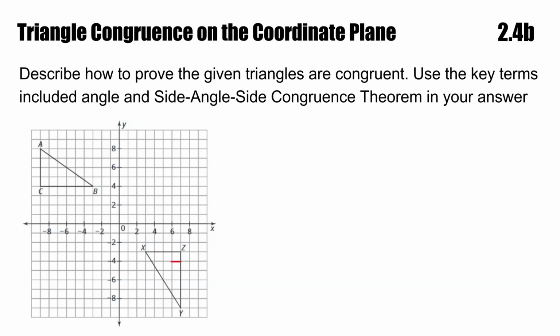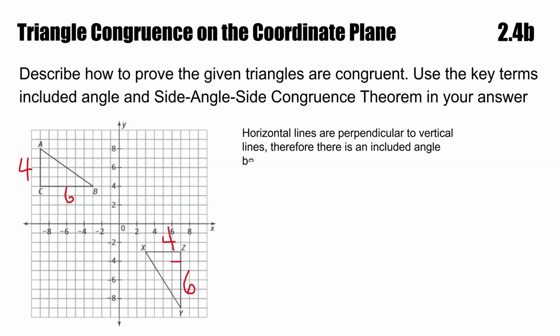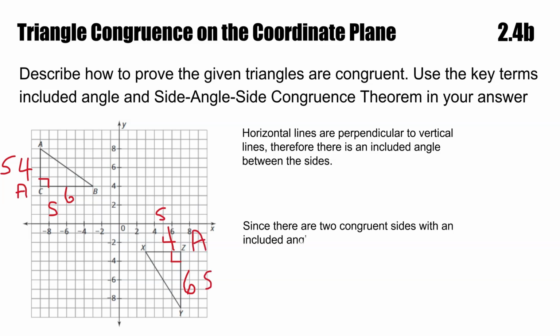In the second problem, the problem is asked to describe how to prove the given triangles are congruent by side angle side congruence. Both triangles have a side that is 4 units and another side that is 6 units. Lastly, horizontal lines are perpendicular to vertical lines. Therefore, there is an included angle between the sides. Since there are two congruent sides with an included angle in both of them, this is side-angle-side congruence.